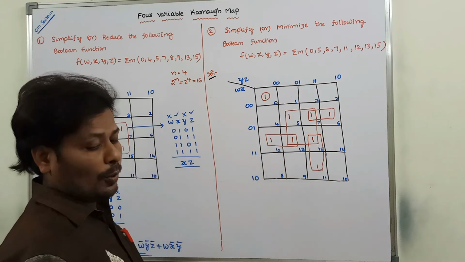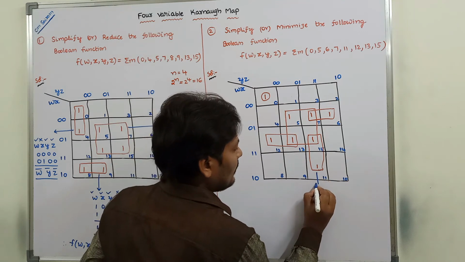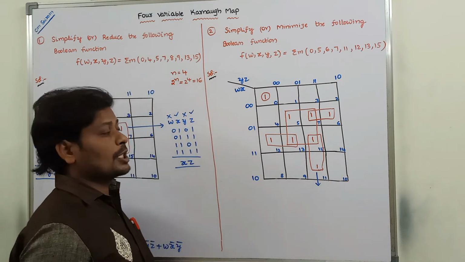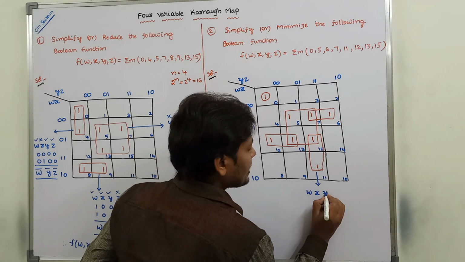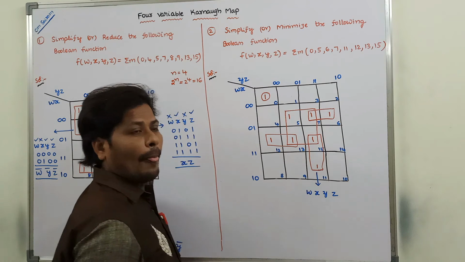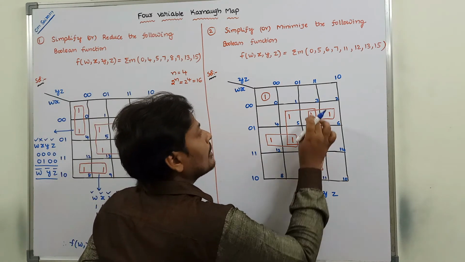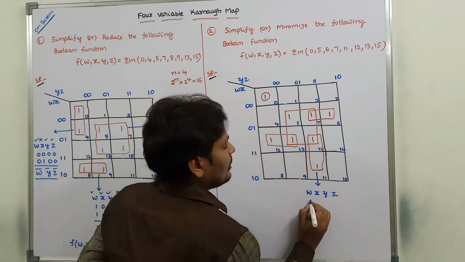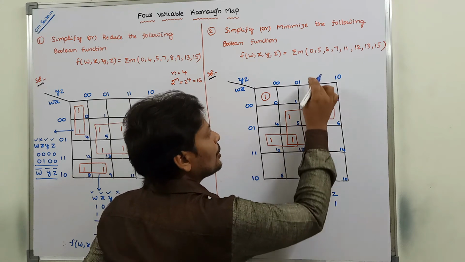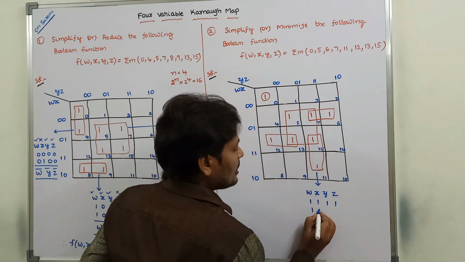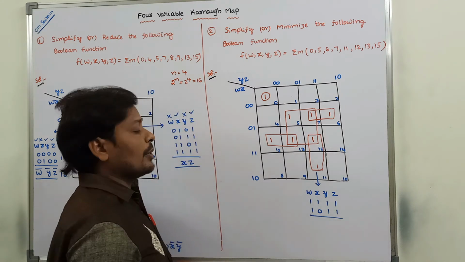First, for this one, what is the expression we are getting? First we have to write the variables W, X, Y and Z. This one means row wise 1 1, column wise 1 1, so 1 1 1 1. This one means row wise 1 0, column wise 1 1, so 1 0 1 1. What is the expression we are getting?